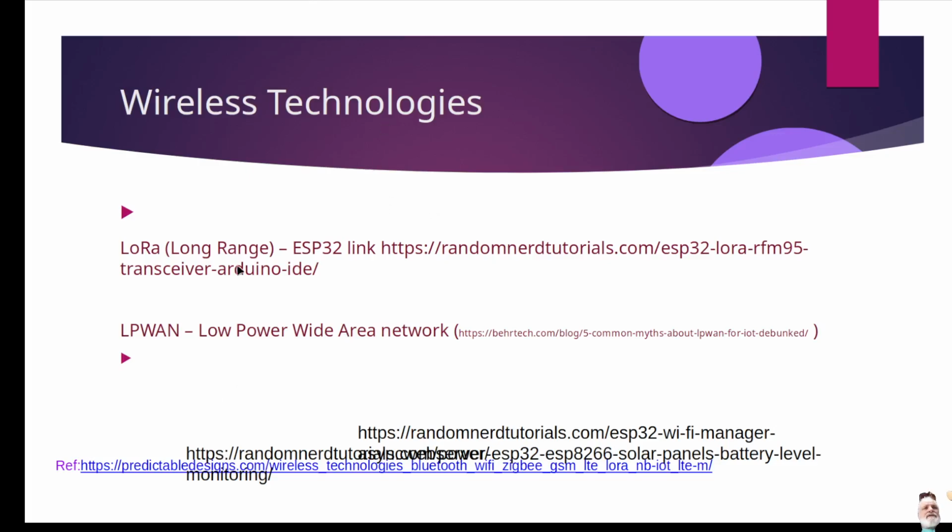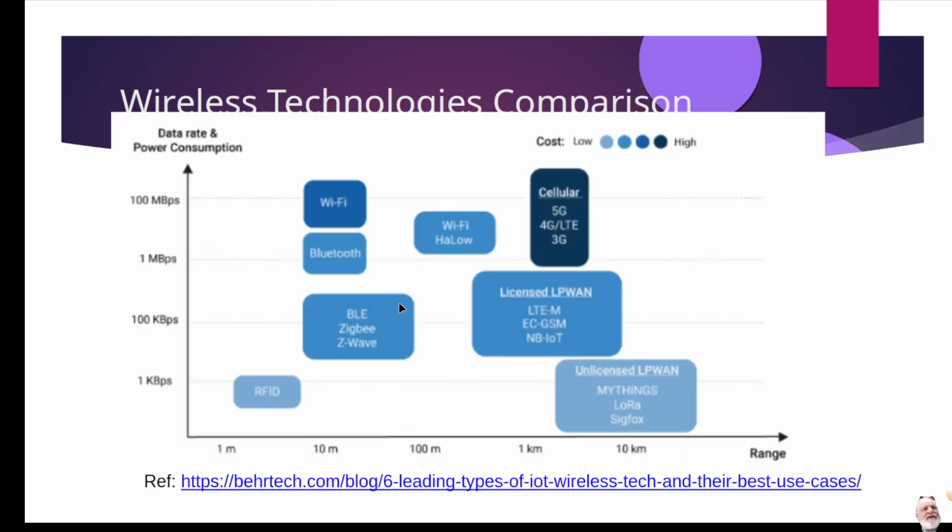All right, now there are several protocols for wireless technology out there that give you a long range. One of those is called LoRa, which is just an abbreviation for long range. Another one's called LPWAN, which is low power wide area network. Again, I don't know off the top of my head if these actually are using amplitude modulation or frequency modulation, but they give you a lot more range than standard Wi-Fi.